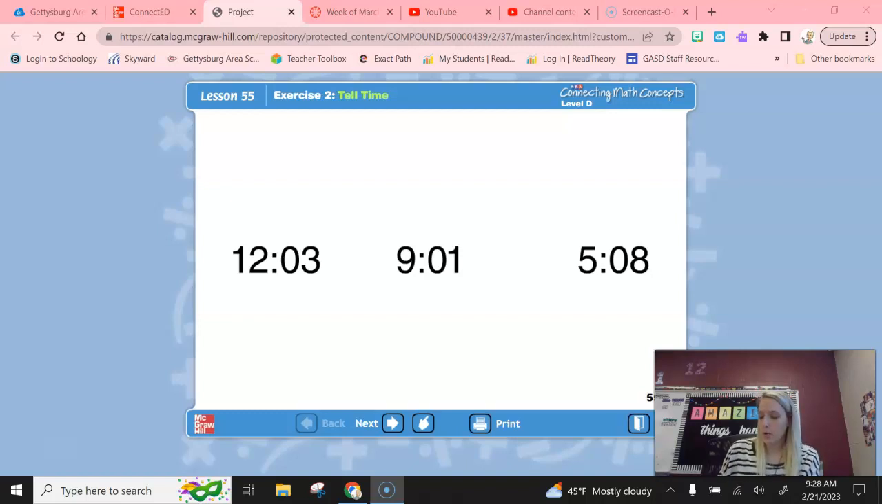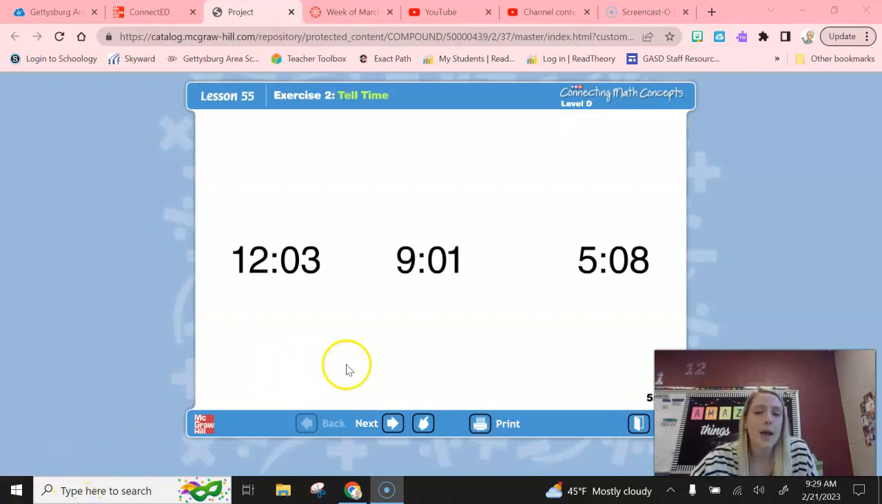And the last row, 20 divided by 5 is 4, 25 divided by 5 is 5, 10 divided by 5 is 2, 15 divided by 5 is 3, 5 divided by 5 is 1, and 20 divided by 4 equals 5. All right, circle any that you have wrong.